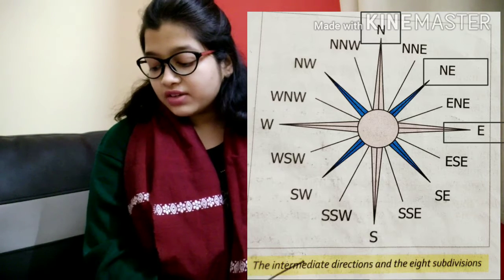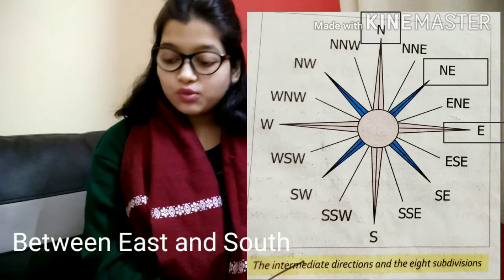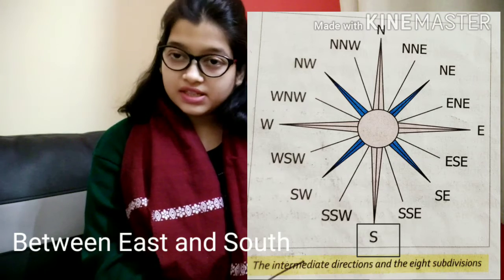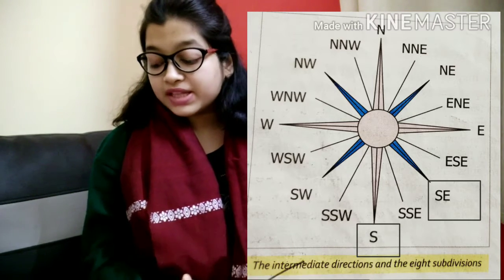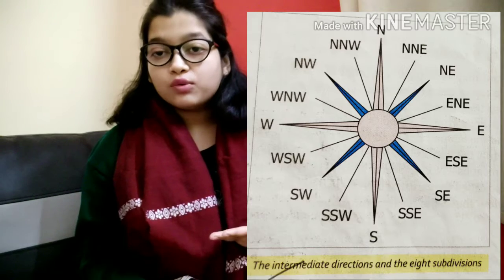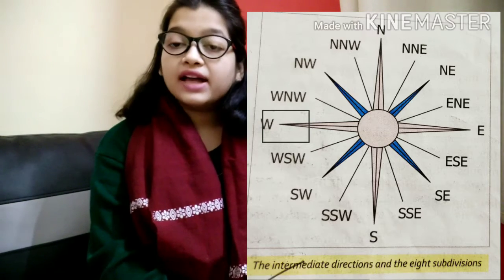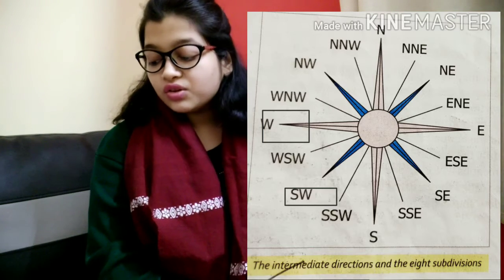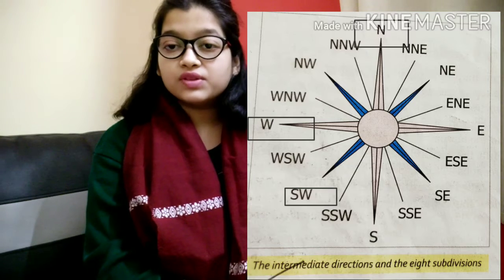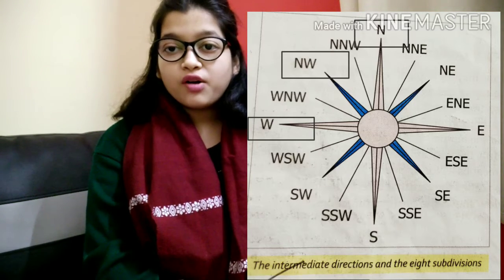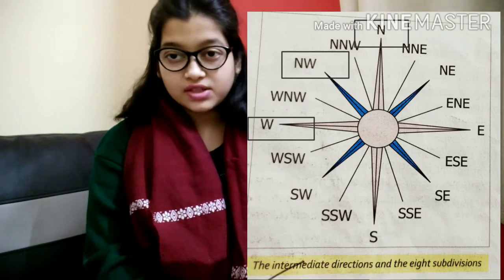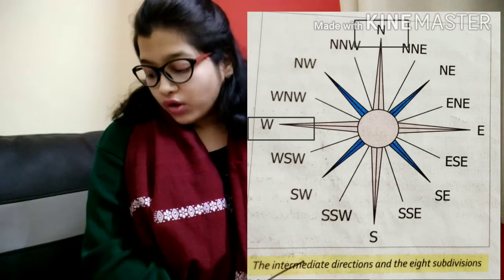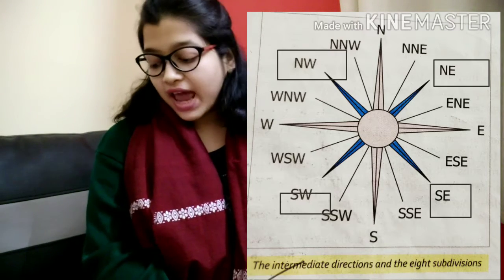In a similar way, if a place is situated between south and east, then we will identify the location as southeast. In a similar way, if the place is situated between west and south direction, then we will identify it as southwest. And if a place is situated between north and west direction, then we will identify the location of that place as northwest. So these four directions are northeast, southeast, southwest and northwest.